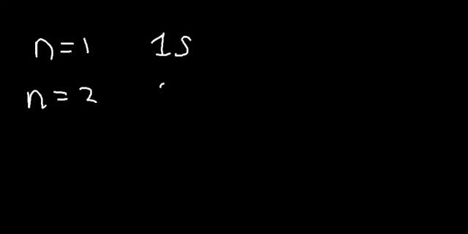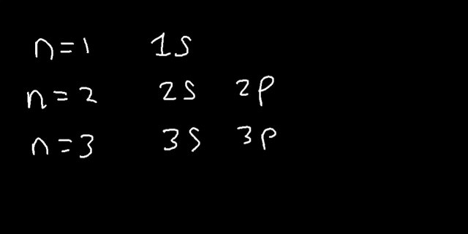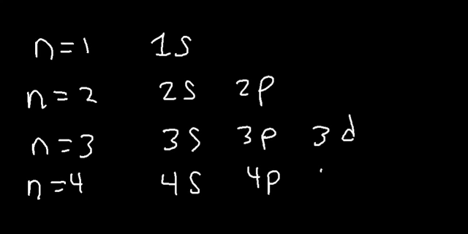But some things you need to know. The number of energy levels is equal to the number of sublevels. So when n is 1, you only have one sublevel, s. When n is 2, you have two sublevels, s and p. When n is 3, you have three sublevels, 3s, 3p, 3d. When n is 4, there are four sublevels, 4s, 4p, 4d, and 4f.